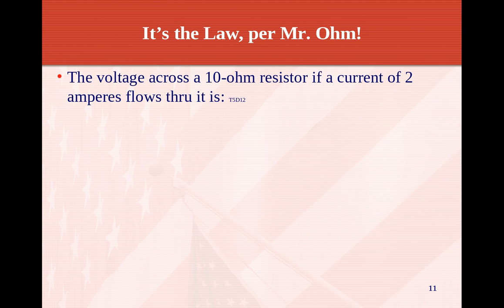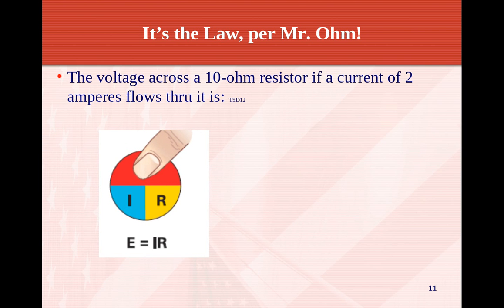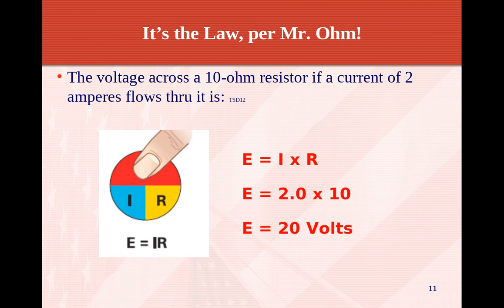The voltage across the 10 ohm resistor if the current is 2 amps. So we're looking for voltage. So we cover up the E, and it's I times R. E equals I times R. E is equal to 2 amps times 10 ohms, which gives us 20 volts.